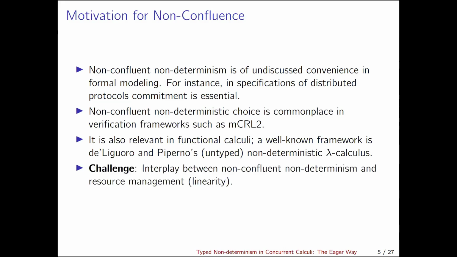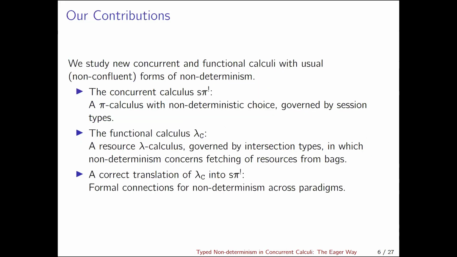So what we found out is that the relation between non-confluence and non-determinism is problematic when you want to also control resource. You have to balance what you're going to do. So this is the main difficulty. So the calculus that we are going to present is S-pi exclamation mark. And the lambda calculus I'm going to call lambda C. And then we are going to present this translation.